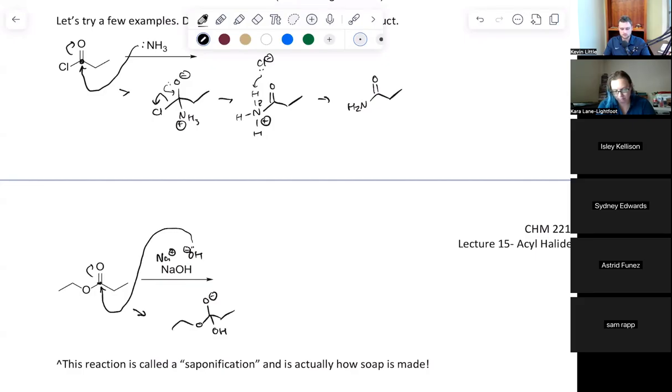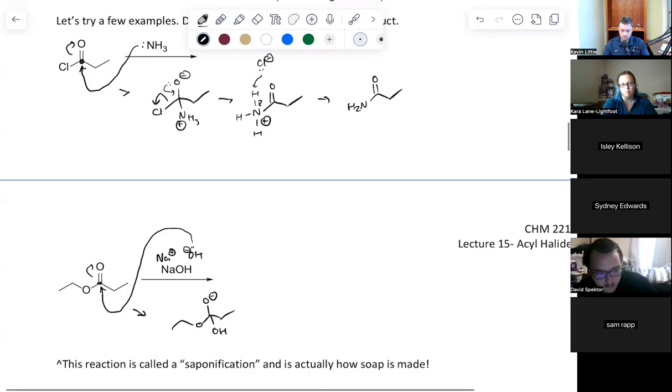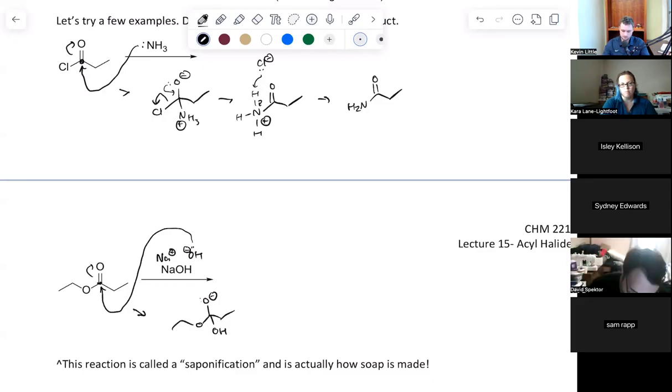So I broke a carbonyl. What does it want to do? Someone say it. When I break a carbonyl, what does it want to do? Reform. It wants to reform. Thank you. Can this reform?